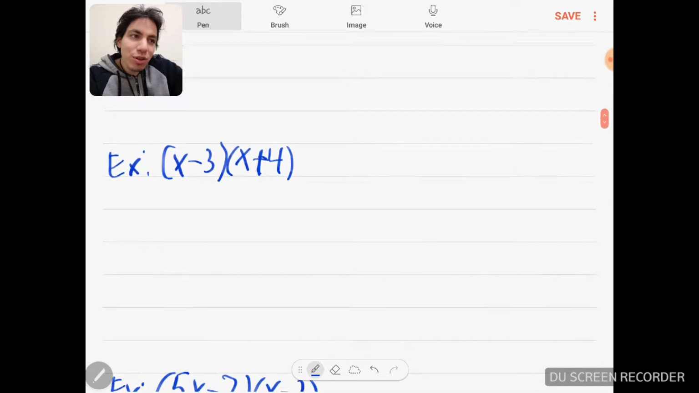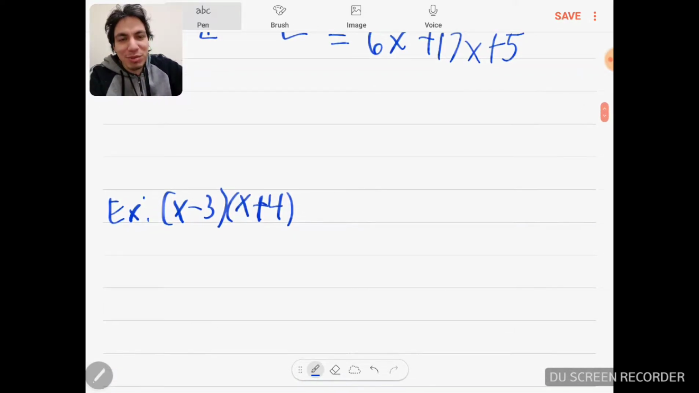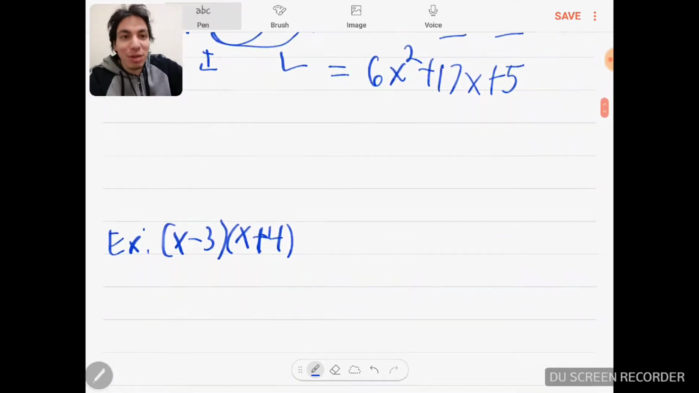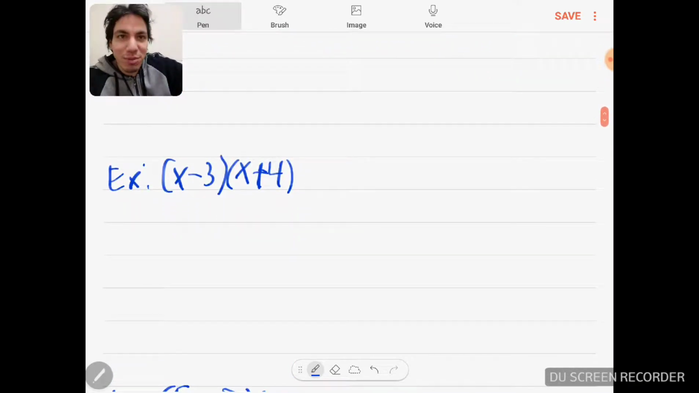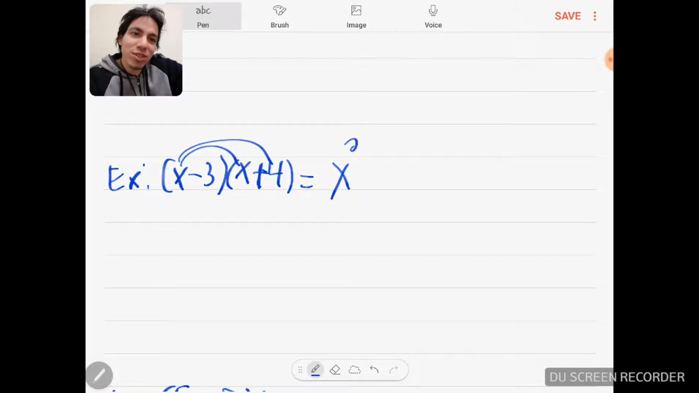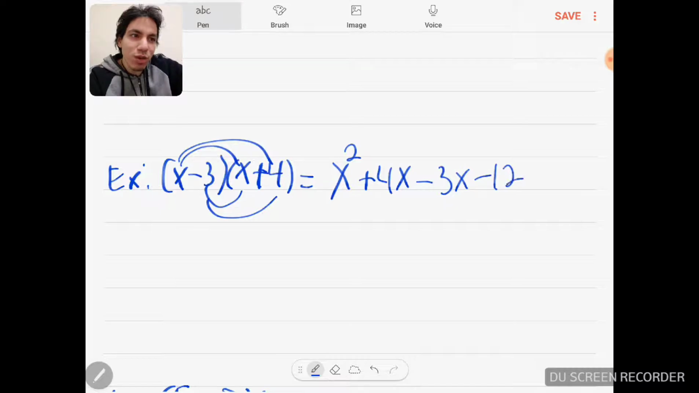Alrighty. So I won't keep writing FOIL in each example, but you can try to do that if you want to. But I'm going to do what I was doing before and just manhandle these examples very quickly. So x times x will give me x squared, x times 4 would be plus 4x, negative 3 times x will be negative 3x, and negative 3 times 4 will be negative 12. I combine the two terms, I get x squared plus x minus 12.